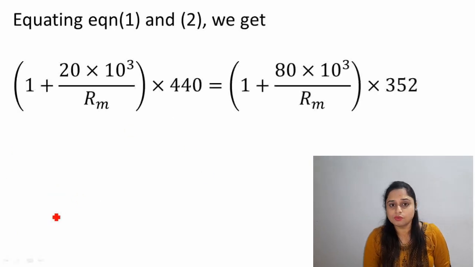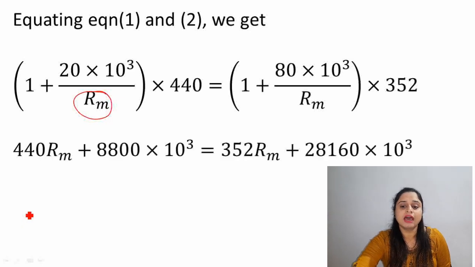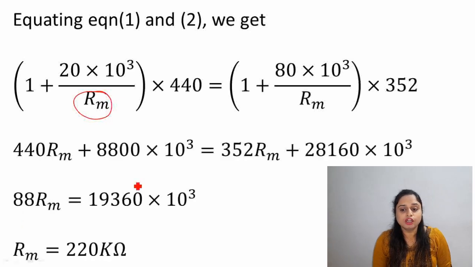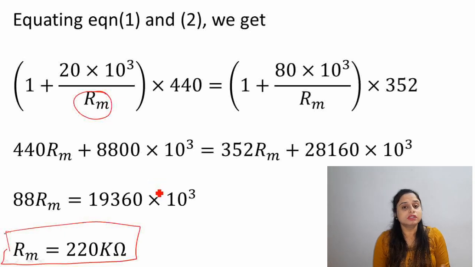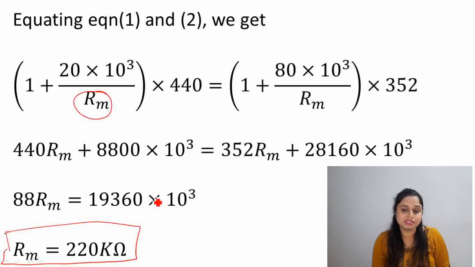Now in this complete equation, what is the only unknown? That is the resistance of the meter, denoted by Rm. So from this equation we can find out the value of Rm. Simplify the equation and we will get the value of Rm as 220 kilo ohms. This is nothing but the meter resistance value Rm, that is 220 kilo ohms. But what do we have to find out? We have to find out the voltmeter reading when the third multiplier setting is there.